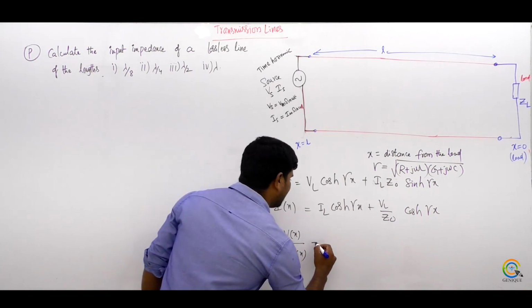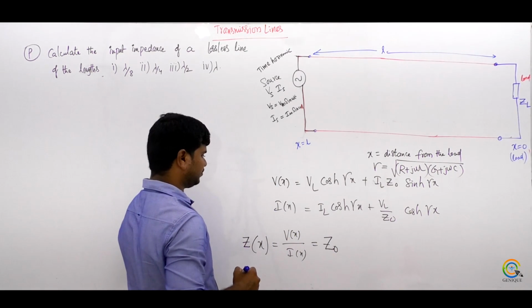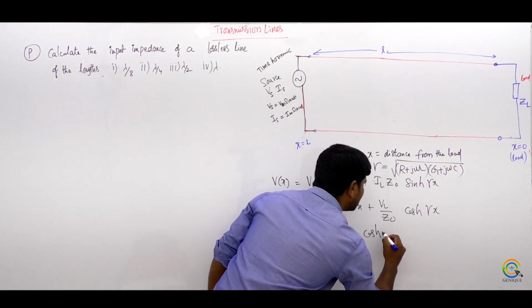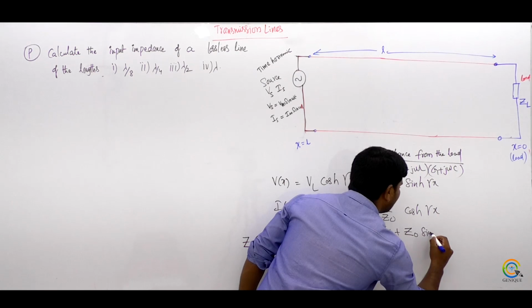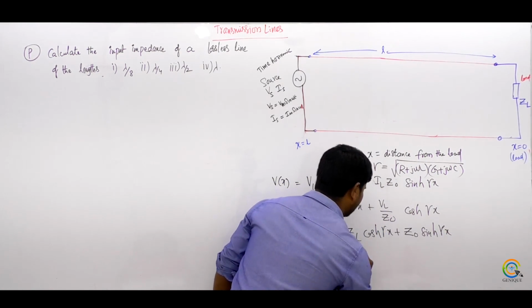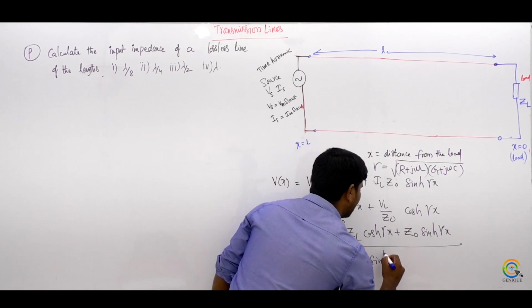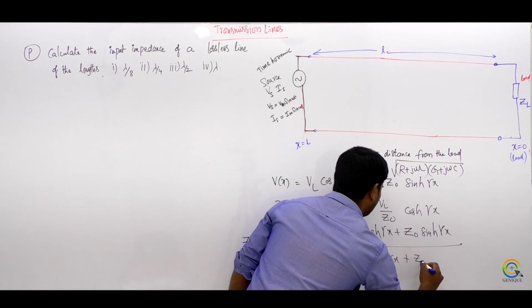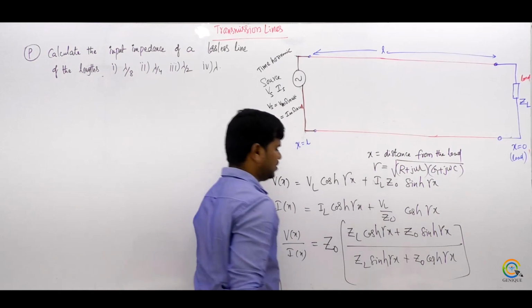Okay. So this will be equal to, if you simplify this, Z naught into ZL cosh gamma x plus Z naught sinh gamma x. It is gamma, not R. Okay. Divided by ZL sinh gamma x plus Z naught cosh gamma x. So like this.